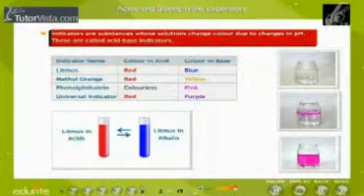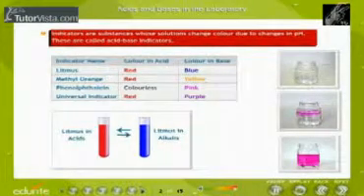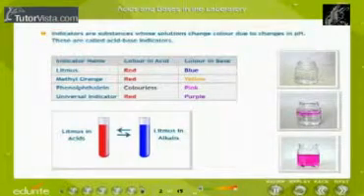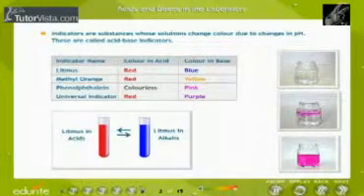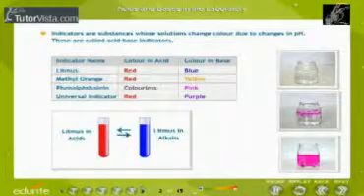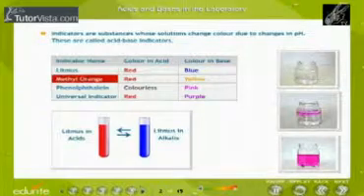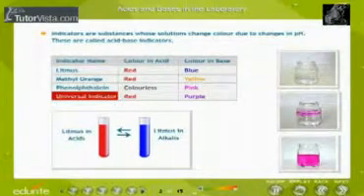Indicators are substances whose solutions change color due to changes in pH. These are called acid-base indicators. Indicators are used in laboratories to show whether a solution is acidic, alkaline, or neutral by their color changes. Some common indicators are litmus, methyl orange, phenolphthalein, and universal indicator.